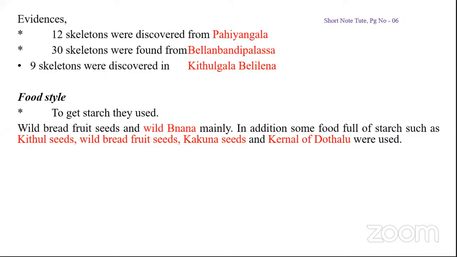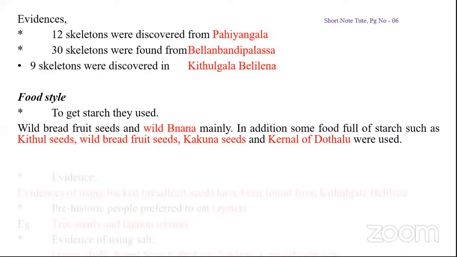In addition, some of the things that give starch like kitul seeds, wild breadfruit seeds, kakuna seeds, and kernel of dodal. Kernel means the interior part of the dodal fruit. So they ate these, other than the flesh. The main food was flesh. They hunted and baked. In the question I mentioned some of the animals they hunted.